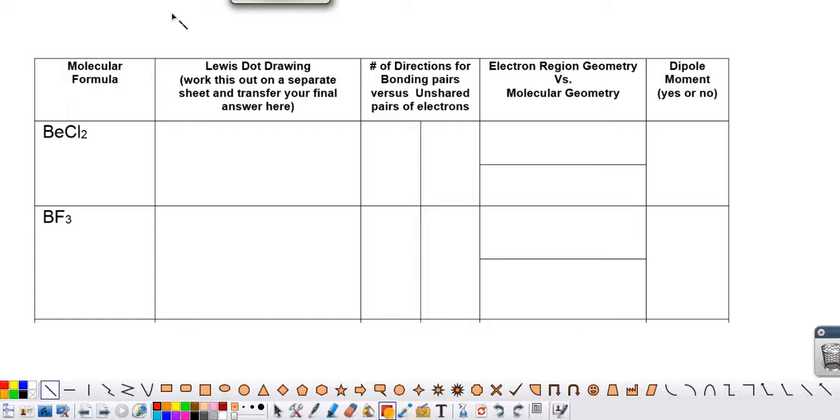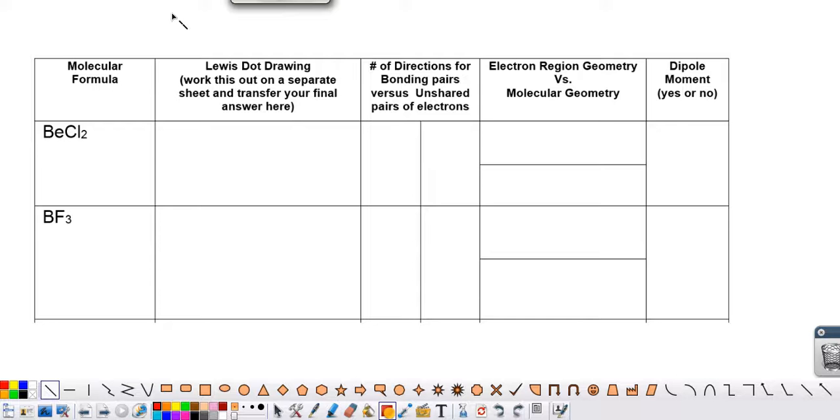So how are we filling in this chart? We are drawing our best possible Lewis dot diagram onto here. Your good handwriting. I'm looking at a couple of the guys over there in the corner. Yep, you. With the red shirt on. Draw your best Lewis dot diagram there. Work out the scrap on a piece of paper that is separate. The next column, number of bonding pairs versus unshared pairs. So it's all about the central atom. Does the beryllium have 2 that are bonded and 1 that's not? What about this boron? That's what goes in those 2 spots.